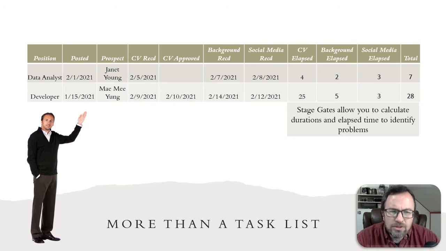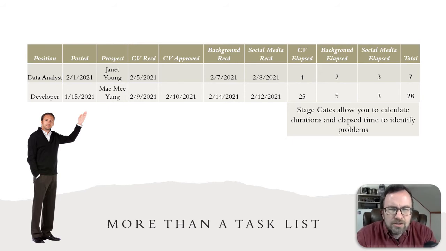The developer role was a little bit more complicated though. The developer role was posted on the 15th of January, but we didn't get a CV back until February 9th. The CV was reviewed and approved. The background check was received by the 14th. The social media was received actually before that on the 12th. So when we look at the durations, we can see right away that the biggest gap was around receiving the actual CV for that particular role. We can see that taking the background check took longer for some reason, and the social media time took the exact same as what we thought.